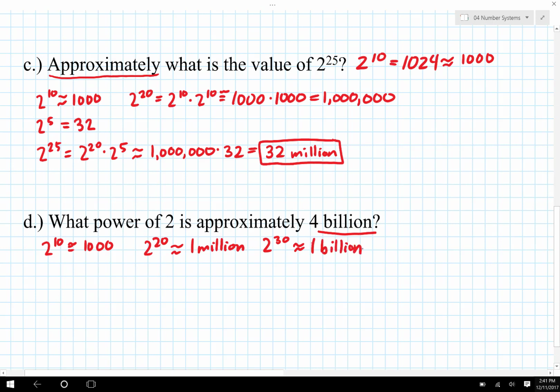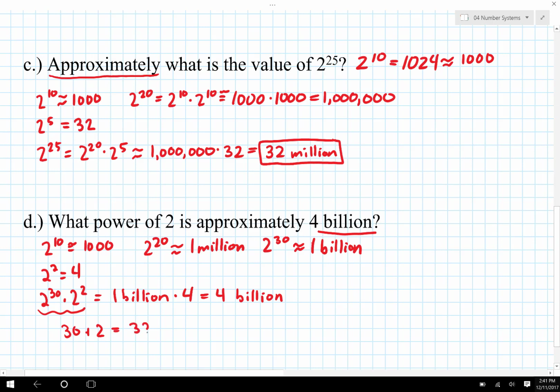And so if I need 4 billion, that's going to be an extra 2 to the second power, which is 4. So 2 to the 30th times 2 to the second is 1 billion times 4, or 4 billion. And then all I need to do is take those two numbers and say that this will be 30 plus 2, which is 32 bits. And 32 bits is a very important number of bits that we'll work with quite a bit, and so therefore the value 4 billion will be something that we're going to see quite a bit as well.